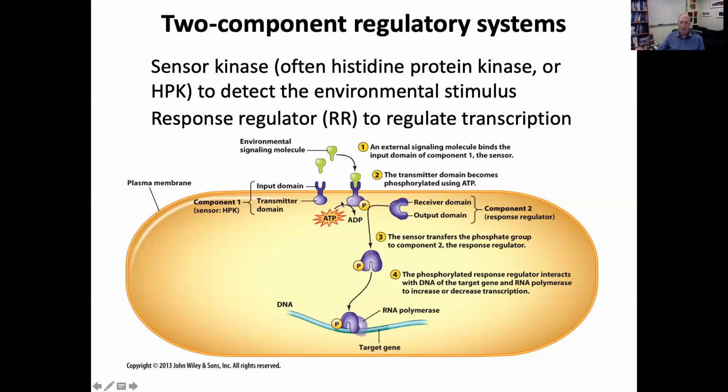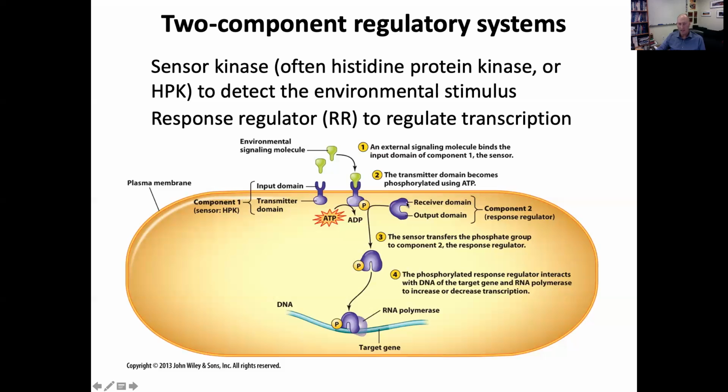So the first thing it does is it autophosphorylates, meaning it takes a phosphate group from ATP and puts it onto a histidine residue. That's why it's called a histidine protein kinase, okay? Then that phosphate is going to be transferred onto the receiver domain of the response regulator.